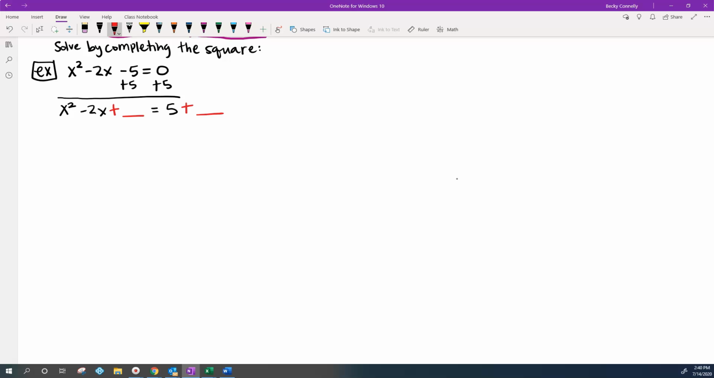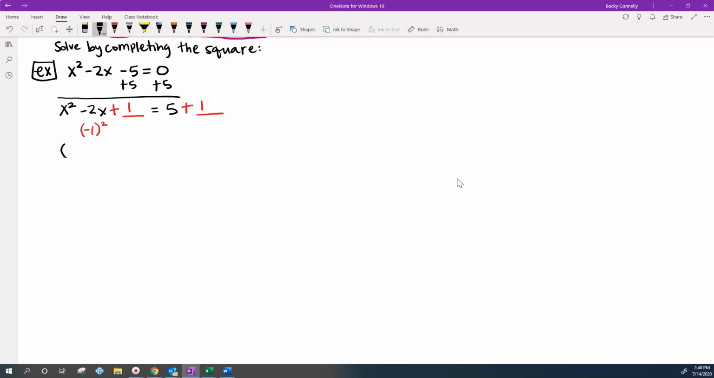Yep, so take half. It looks like people are saying they're taking half of the middle term. So half of the middle term is negative 1, and then you have to square that whole thing. Negative 1 all squared is just positive 1. And so that's the number that you're going to be adding to both sides, and you are going to be adding it to both sides. Okay, and then now we can factor this.